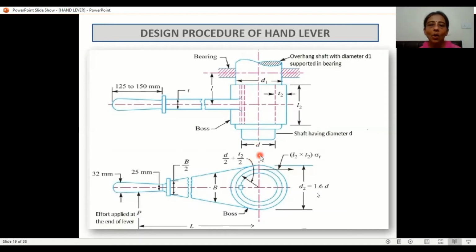These are various dimensions. One by one we will see all the dimensions. Diameter of the spindle or shaft is D. Enlarged diameter supported in bearing is D1. Diameter of boss is D2. Length of boss is L2. Width, thickness and length of key are W, T1 and L1. Thickness and width of lever are small t and capital B. And the handle has fixed dimensions which we need to mention at the end of the design.